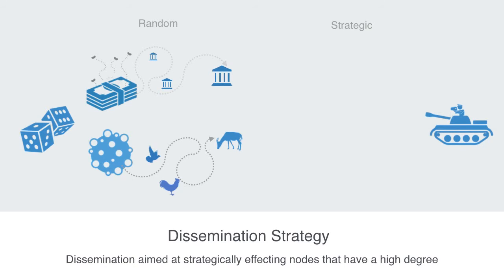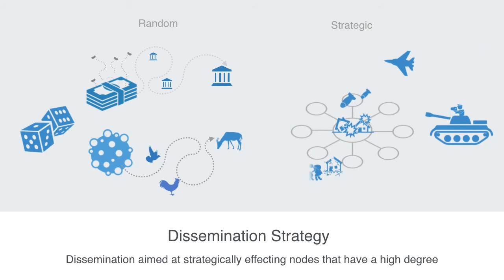But some diffusion processes are strategic. For example, military strategy is often specifically designed to attack a critical node in an opposition's military or infrastructure network in the hope that this shock to a critical node will then propagate to its dependent nodes, and thus have a greater effect than simply choosing to attack any node at random.